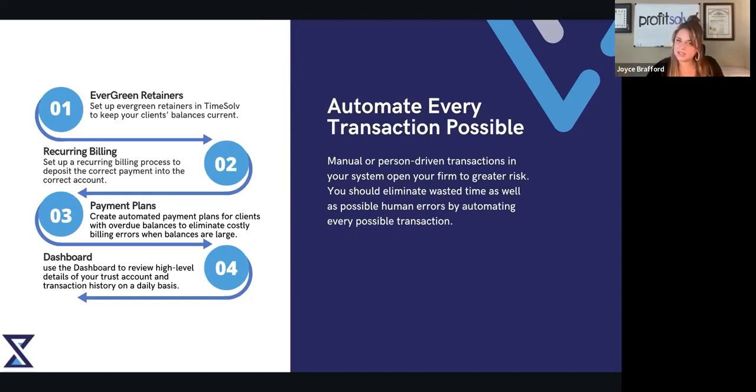This is very similar to the evergreen retainer, except instead of money being deposited into trust, it's money that is deposited into your operating account. Again, we are putting money in the correct place. If you are getting paid after your invoice, it is a good idea to set up recurring billing to ensure that that money is never accidentally deposited into trust, because it is money that is owed to you for services that have been rendered, money that is due now. That money should never be in trust. It should always be in operating.